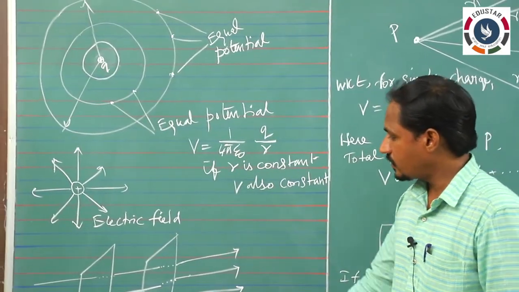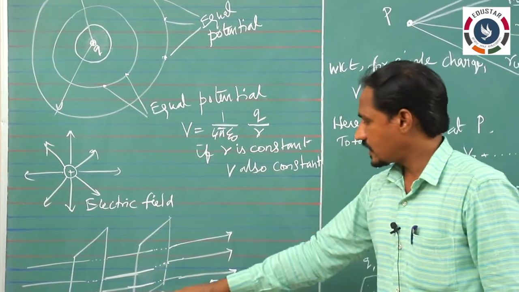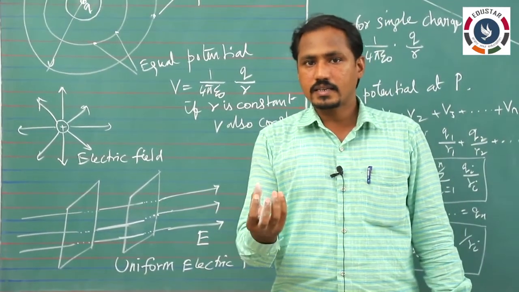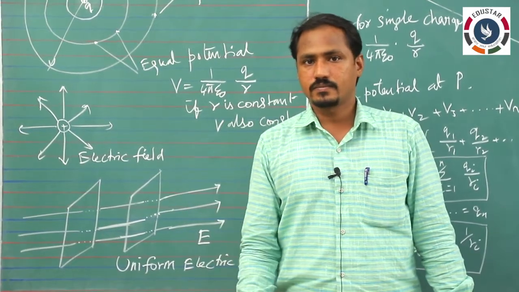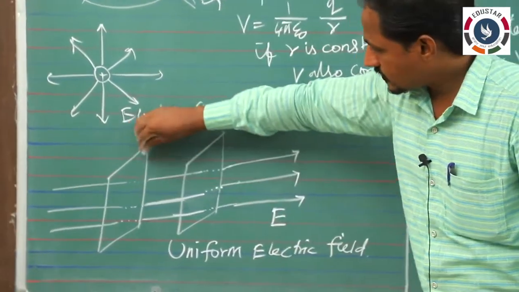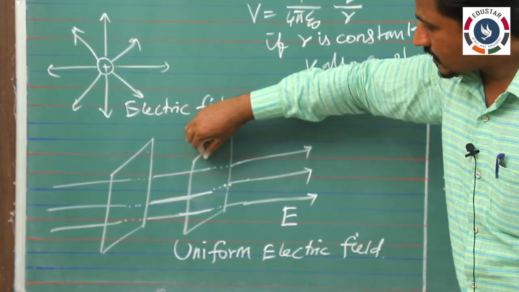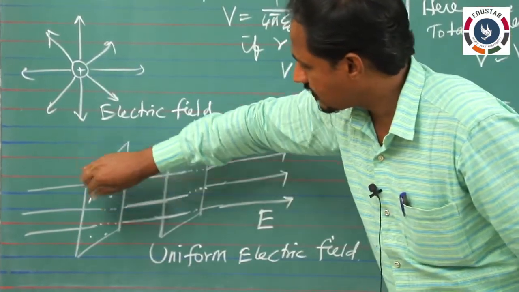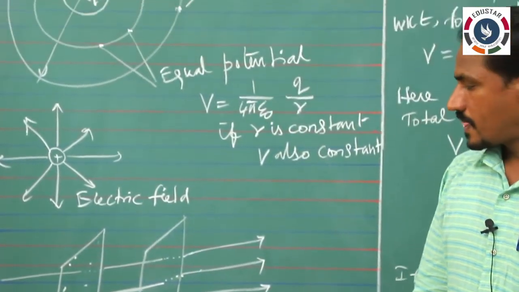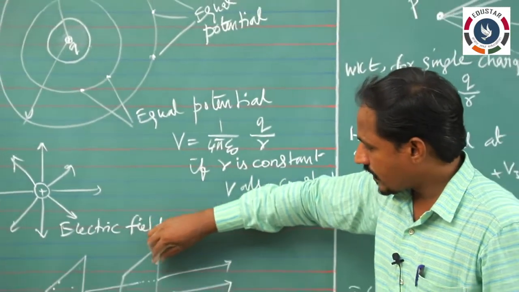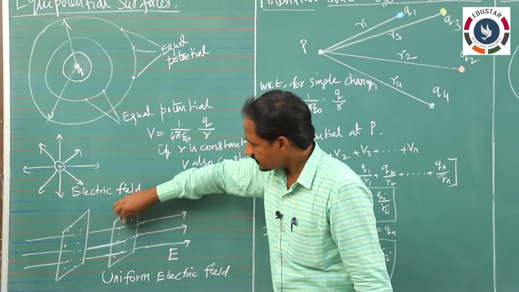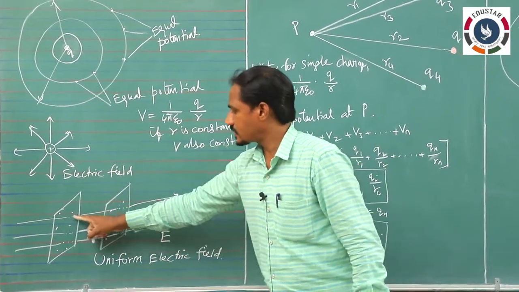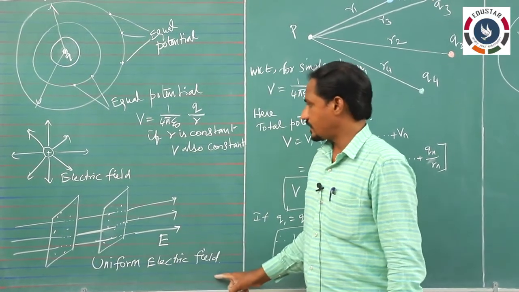In a similar way, for a uniform electric field, the electric field at all points is equal. Consider two surfaces here perpendicular to the electric field. The points on each of these surfaces will be at equal potential. So, these are called equipotential surfaces for a uniform electric field.